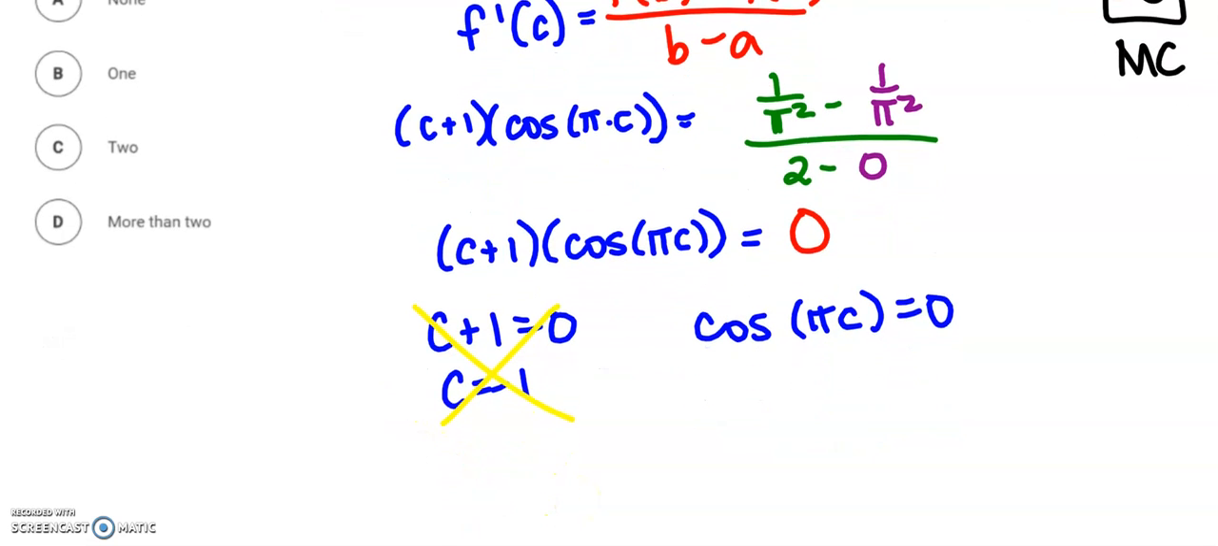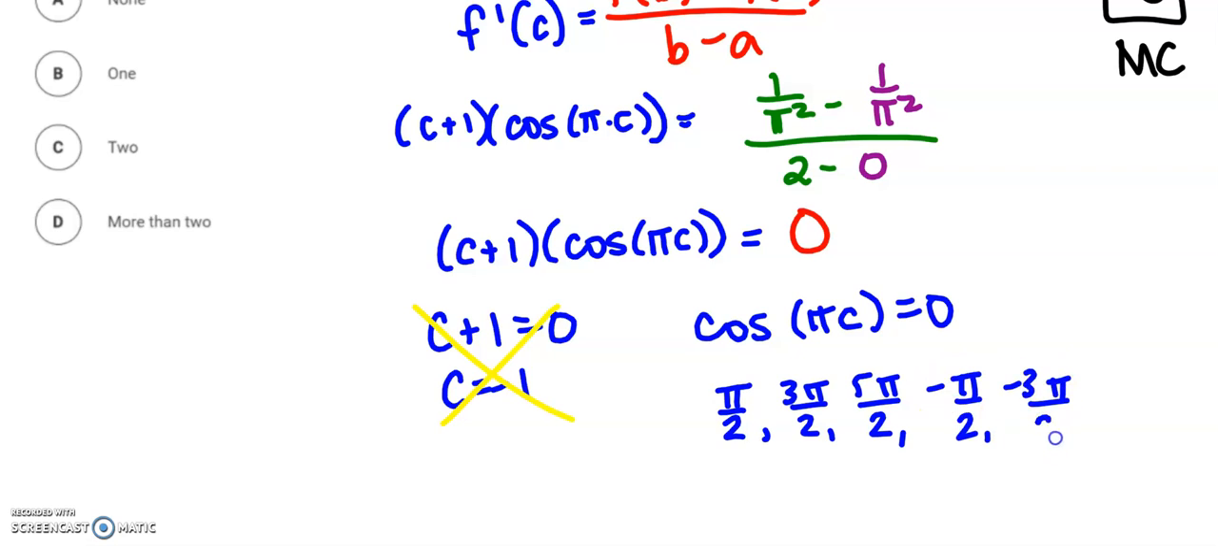The next one, I need to consider all of the places where cosine is equal to 0. Well, cosine is equal to 0 at pi over 2, 3 pi over 2, 5 pi over 2, etc. going forward, but then also we could have spun backwards, so negative pi over 2, and negative 3 pi over 2, and we could keep spinning in either direction. So each one of these angles is equal to this part in here, right? Pi times c. So to solve for c, I'm going to divide all of these by pi.